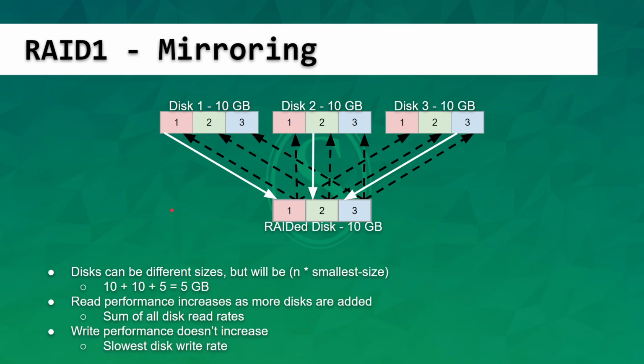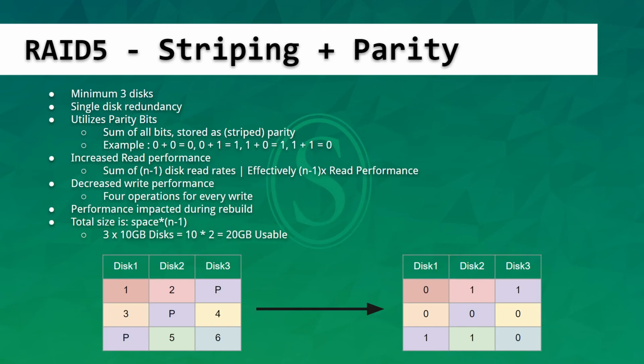Read performance increases as more disks are added. So you could sum all of the disk read rates together, and that will add it together. Though really, it's going to be n times the slowest disk read rate, and write performance doesn't increase at all. You're still kind of barred by the slowest disk's write rate in this example.